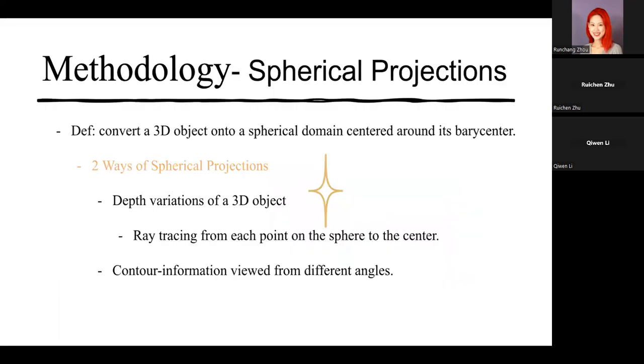For our own approach, firstly, we would like to apply spherical projection to convert a 3D object onto a spherical domain centered around the barycenter. There are actually two ways to do so. The first one is depth variation of a 3D object, which means ray tracing from each point on the sphere to the center. The second one is contour information viewed from different angles.